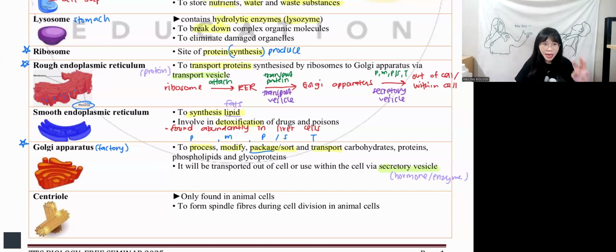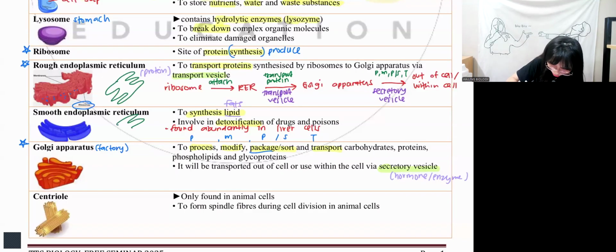Okay, so rough ER, smooth ER, and Golgi apparatus. In the diagram, they look very similar. How do we differentiate these three things? Let me draw for you to see. Usually rough ER is connected together, and smooth ER is also connected together. They have a very similar diagram, but one is with dots. Smooth ER is without the dots. Smooth and rough, obviously, this is how we differentiate, right?